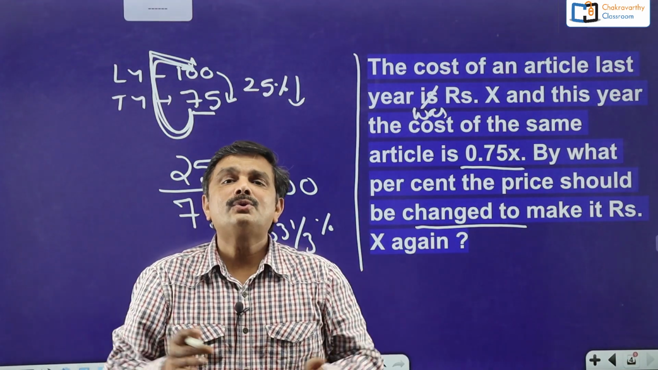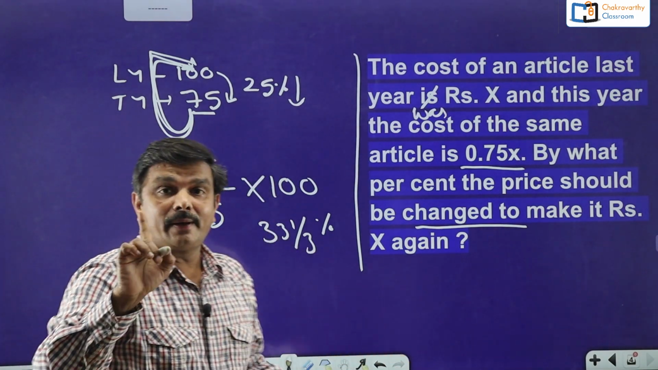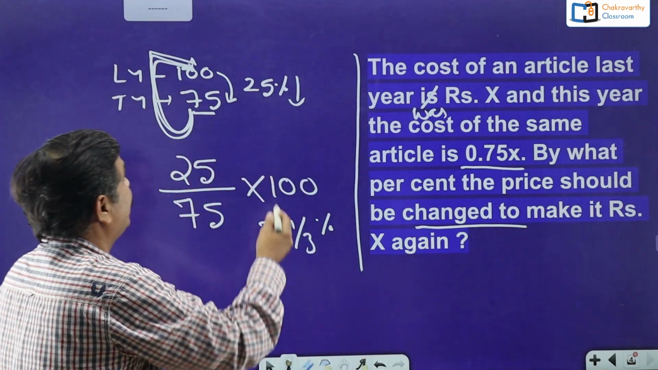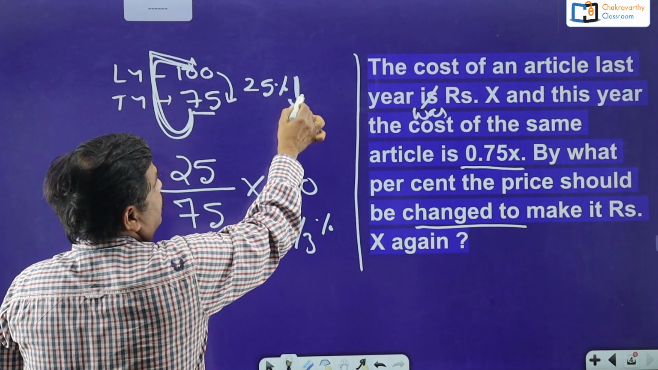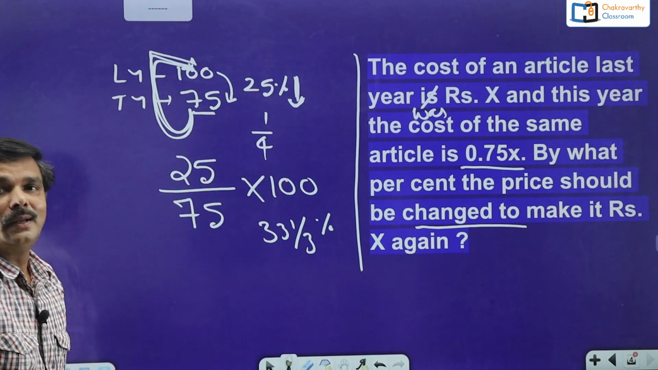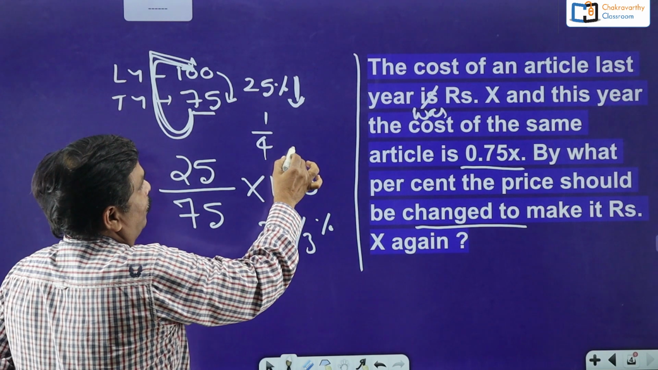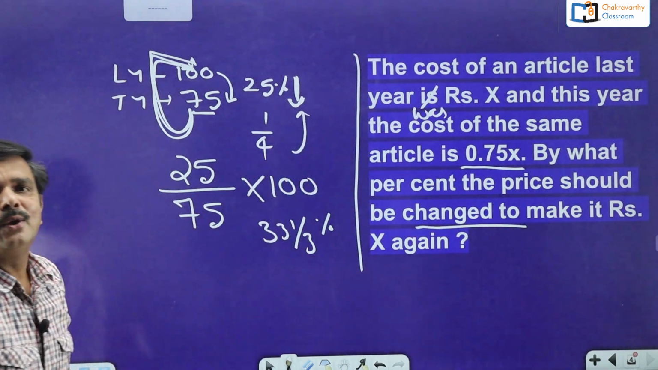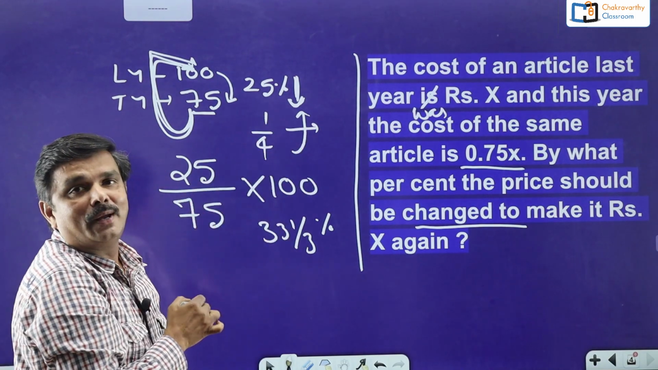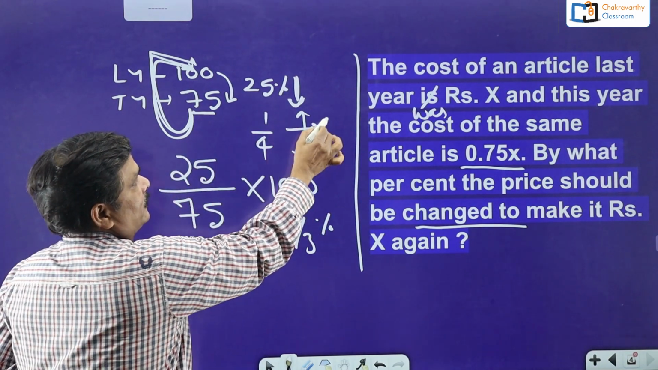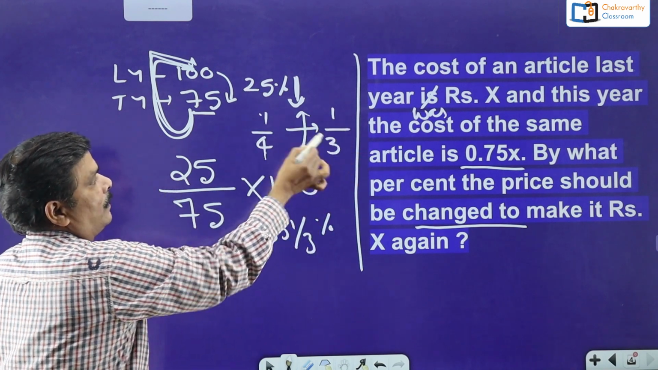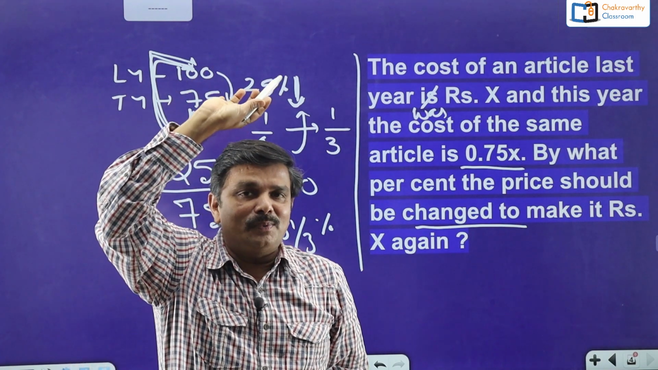Alright. Now how to do it with the shortcut? Simple, students. In our foundation course, we have discussed many questions of this sort. First it is decreased by 25%, and 25% is equal to 1 by 4. Then to get it back to normal, how much percentage should it be increased? You have to search for the fraction which is more than 1 by 4: keep the numerator the same and the denominator 4 minus 1, that is 3. So 1 by 3.